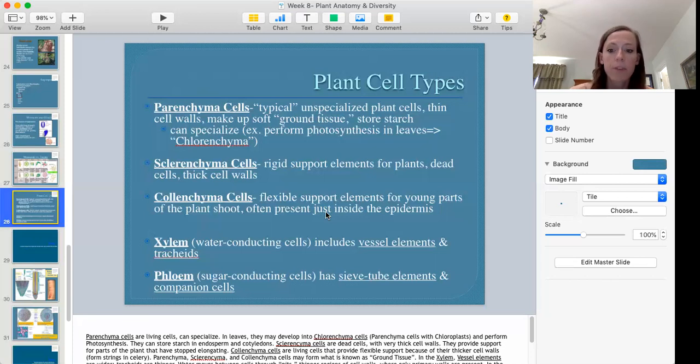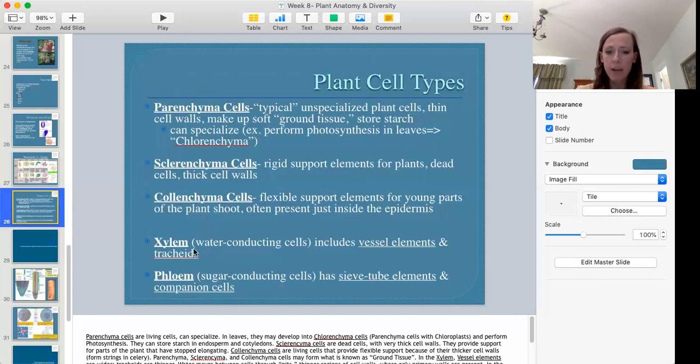Collenchyma cells are what we would recognize as the strings in celery and I think bananas, those strings that you peel off. These are supportive, obviously thicker than the other cells surrounding them, but still living and still flexible. Okay.